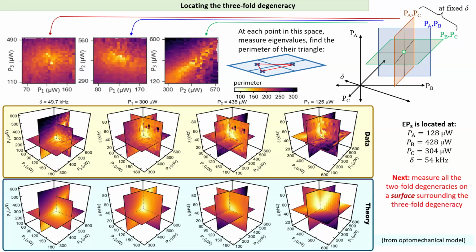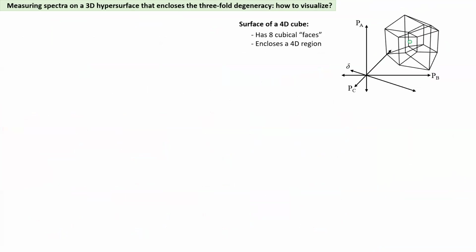We don't need to measure it. What I now want to measure is on a surface that surrounds it, where are the twofold degeneracies? And my claim is that they'll form a trefoil knot. Okay. So let's talk about this surface around the threefold degeneracy.